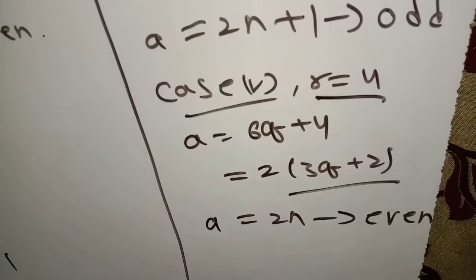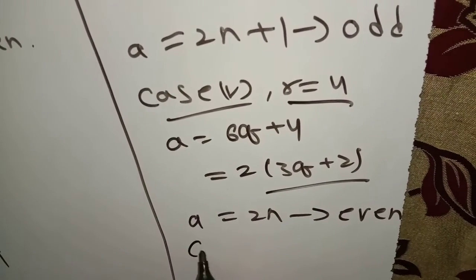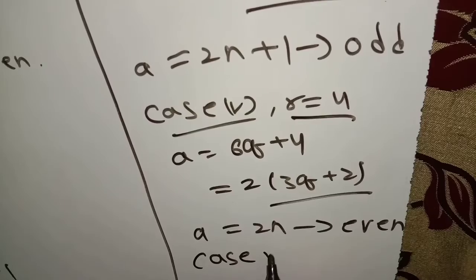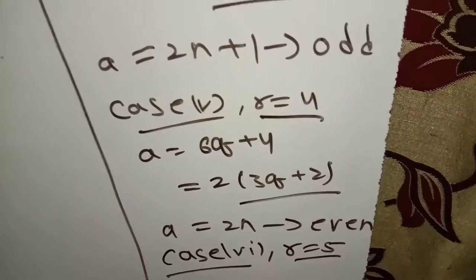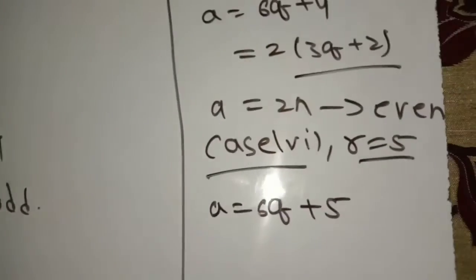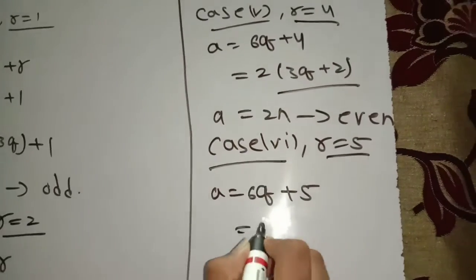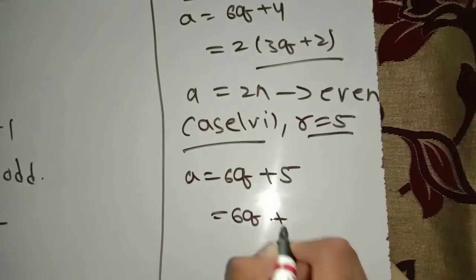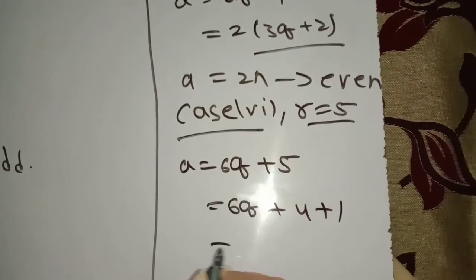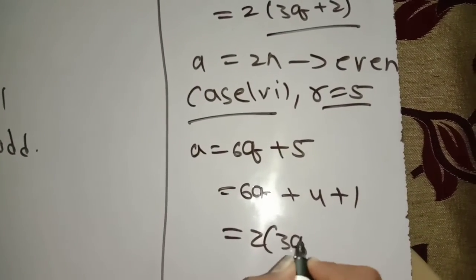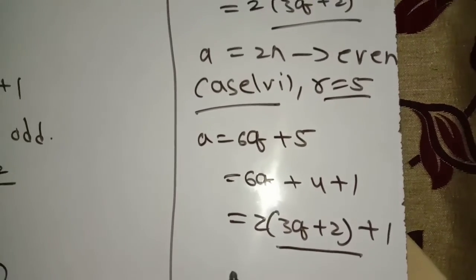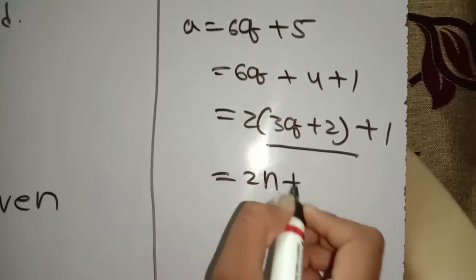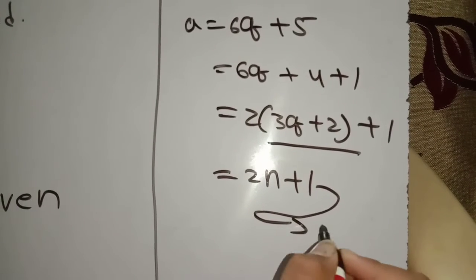Now we have got up to case 6, and now r = 5. We have to substitute again the formula. a = 6q + 5. Now we are going to divide this 5 as 4 plus 1, so 6q + 4 + 1 = 2(3q + 2) + 1. Again we have taken this 3q + 2 as n. So 2n + 1. So again this is odd.